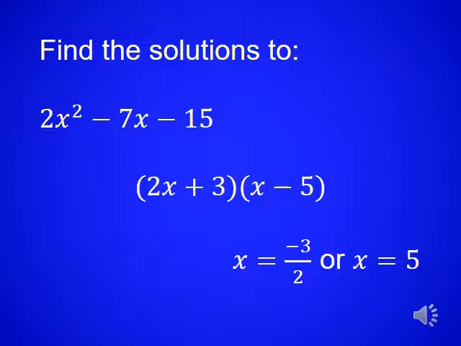You can always get that by just looking at your numbers and reading it backwards. What you're technically doing is solving the equation 2x plus 3 equals 0. Move the 3 over, divide by 2, that's why it's negative 3 halves.